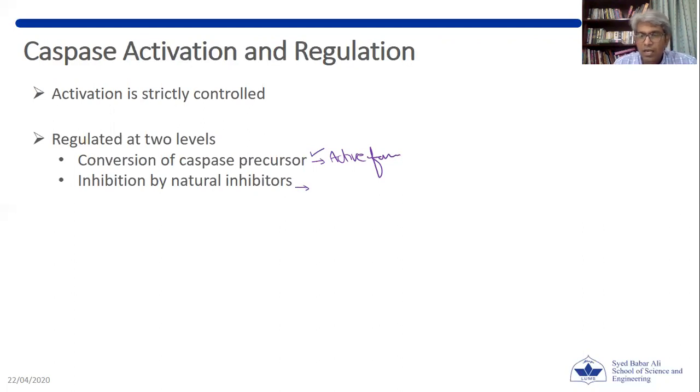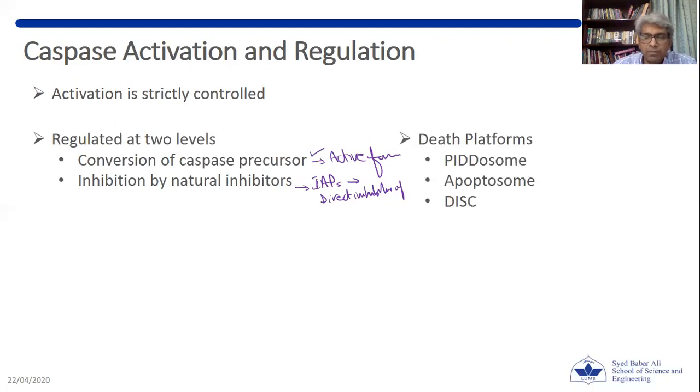So there are inhibitory proteins such as IAP proteins, which is inhibitor of apoptosis. These proteins are direct inhibitors of caspases. So they can actually inhibit caspases as well.